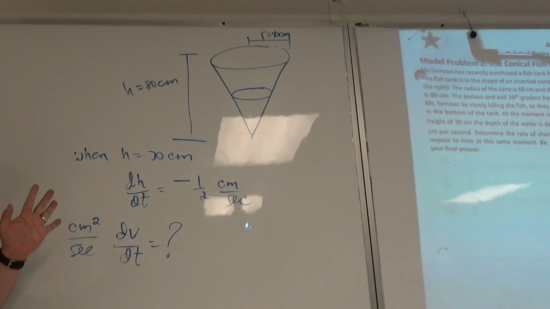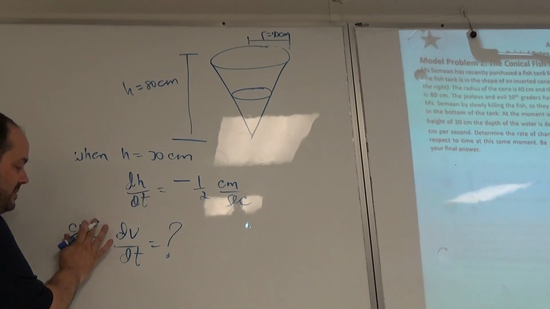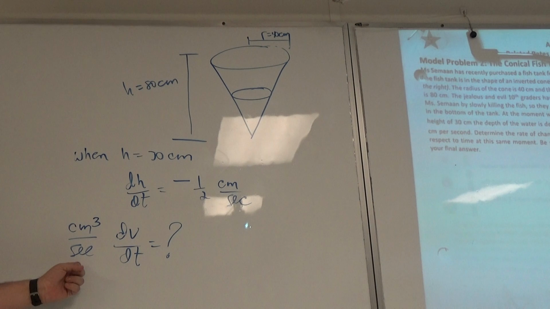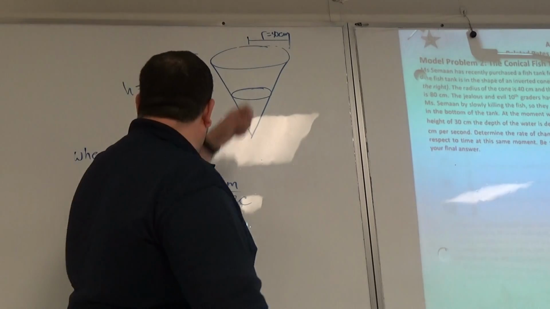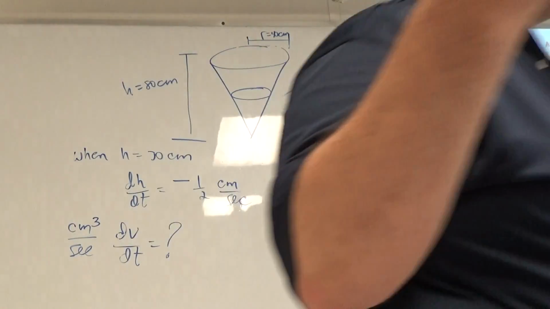Sorry, what are the units over here, David? What are they going to have to be? Centimeters cubed per second. I measure volume in cubic centimeters. I measure time in seconds. There have been times on the scoring rubric that they say you get the right units, there's a point. Okay? So now I know stuff about H, I know stuff about R, I want dV/dt, I need an equation.